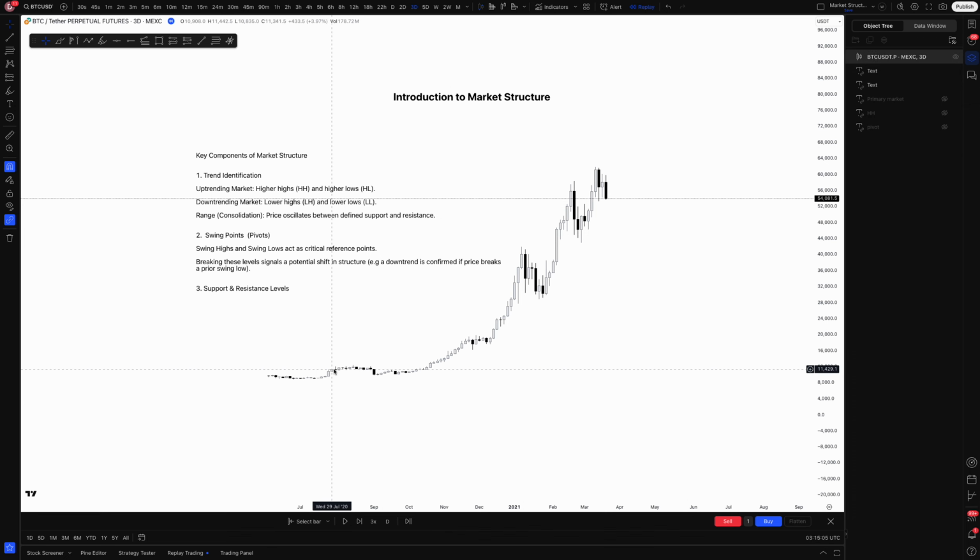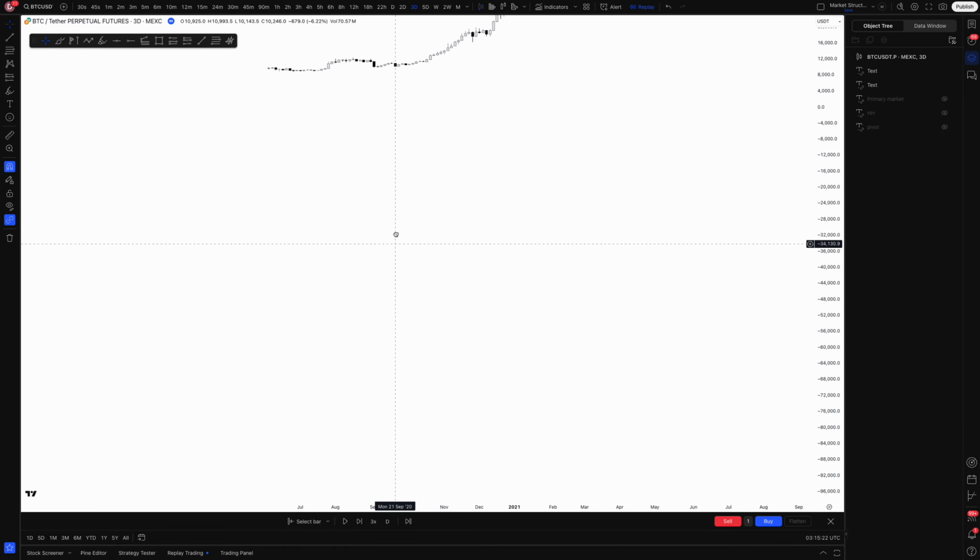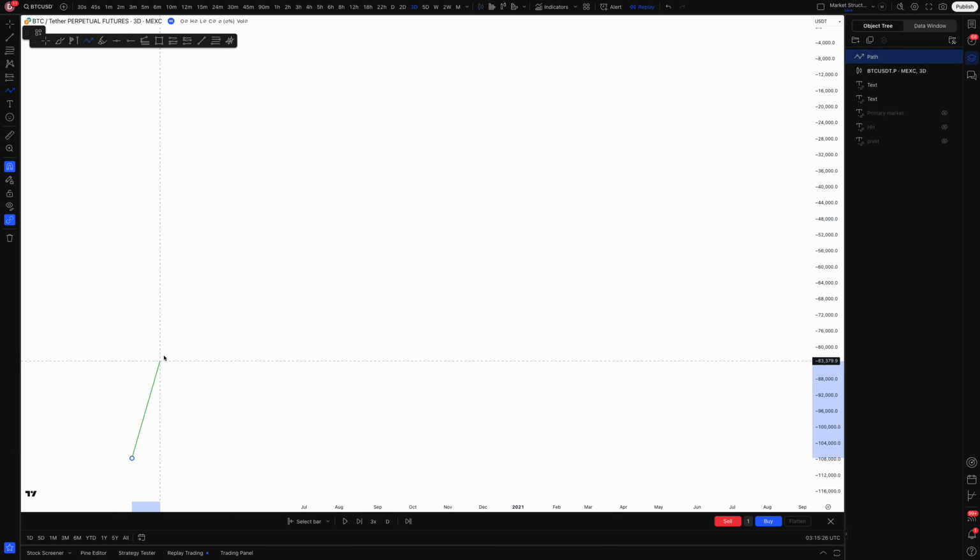As you can see here, we have BTC on the 3-day chart. What we're going to do is look at the Bitcoin structure and mark out the pivot highs and the pivot lows, and also draw out the market structure. But before we start, let's have a look at an example down here where we will look at an uptrending market.